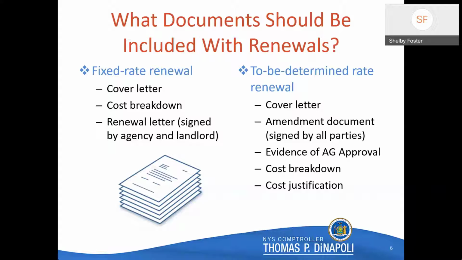Unlike a to-be-determined rate renewal, a fixed rate renewal does not require AG approval because the rental rates are included already in the lease terms, where the AG and all other parties have signed their approval and acknowledgement. Next slide, please.